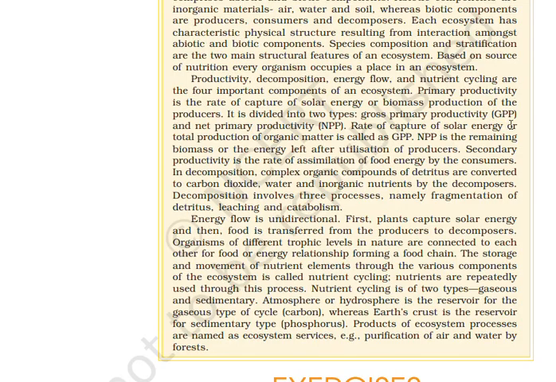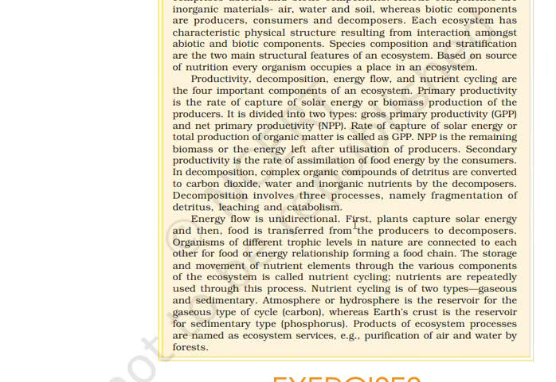Rate of capture of solar energy or total production of organic matter is called GPP. NPP is the remaining biomass or energy left after utilization by producers. Secondary productivity is the rate of assimilation of food energy by consumers. In decomposition, complex organic compounds of detritus are converted to carbon dioxide, water, and inorganic nutrients by decomposers. Decomposition involves three processes, namely fragmentation of detritus, leaching, and catabolism.